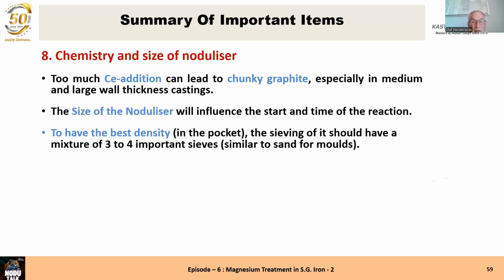The size of the nodulizer also will influence the start and the time of reaction. So don't take too small nodulizers in a very big ladle, because then the reaction will start too early and your efficiency goes down. Try to have the best density in the pocket by the sieving of the nodulizer. A good nodulizer should have 3 to 4 important sieves concerning grain size. That's similar to the sand for the molds, then you have the best density.